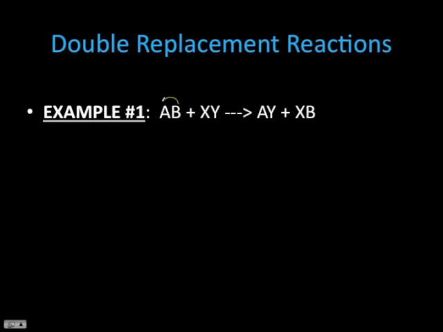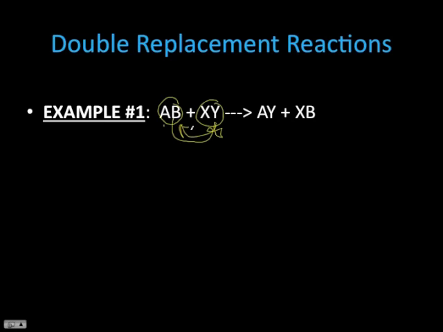You have compound AB and XY. And what happens is Y switches places with B and vice versa. So you have a double replacement. So Y replaces B, B replaces Y. That's the double replacement aspect of it. Okay? So the outside, you can see what happens here.